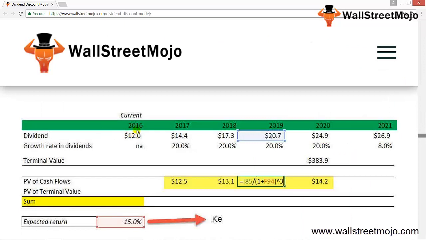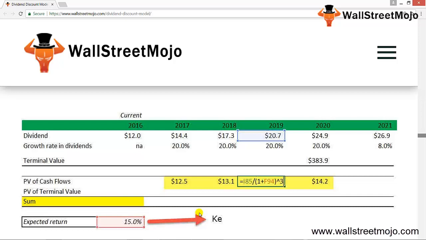As you can see, for 2016 the dividend was 12, then for 2017 it is 14.4. So there is a clear, continuous rise of the dividend for all the rest of the years. Then there is a growth rate, not mentioned for the first year, then it is 20%, 20%, 20%, and the last is 8% forever. The terminal value is 383.9. So you take the present value of all the cash flows and the present value of the terminal value, and you get the final sum. The expected return is 15%. This included everything actually.